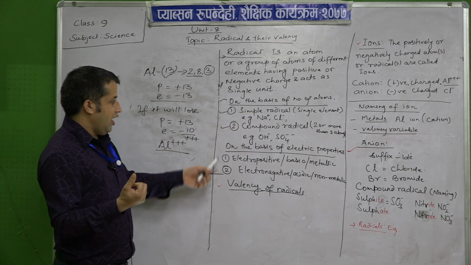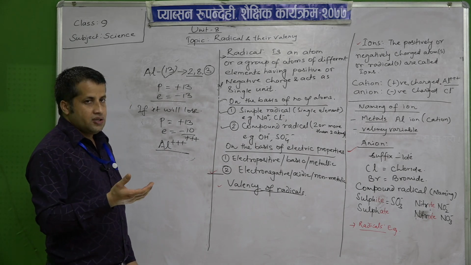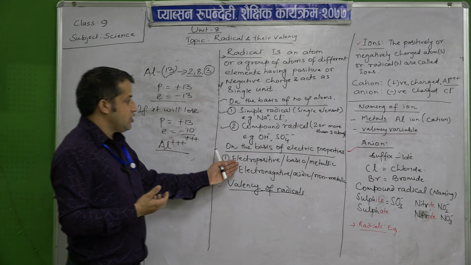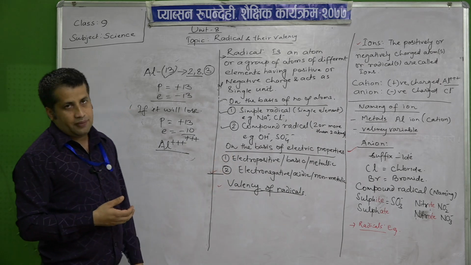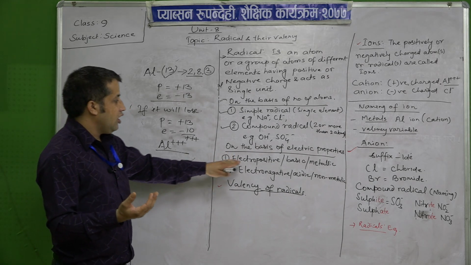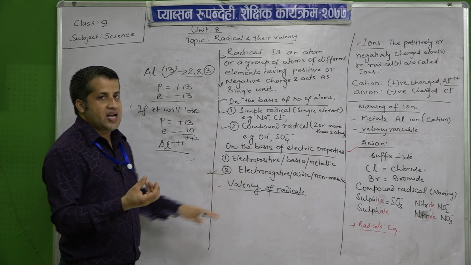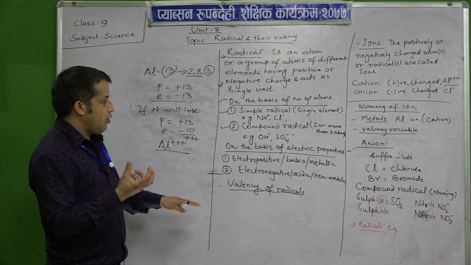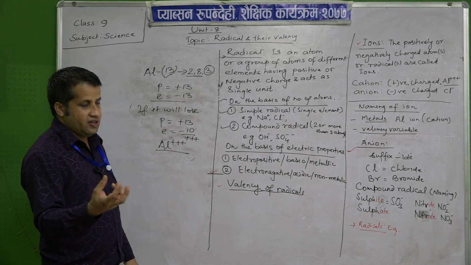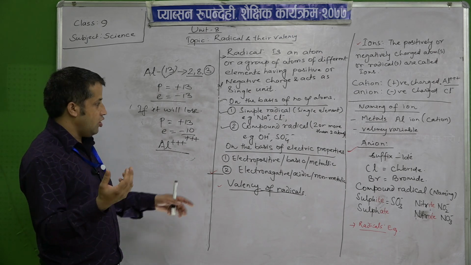So this is the classification of radicals on the basis of the number of atoms or elements involved in it. Another basis on which radicals are classified is electropositive radical or electronegative radical. So what is an electropositive radical? By the name itself, electrically positive charged particles or groups of radicals are known as electropositive radicals, which carry a positive charge on them.